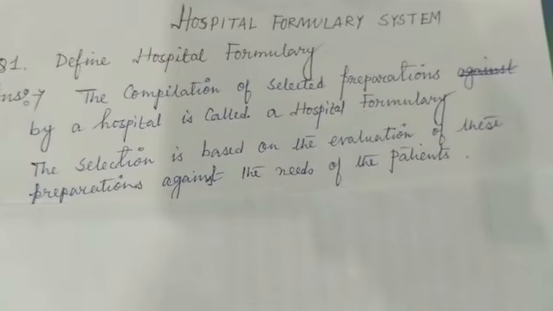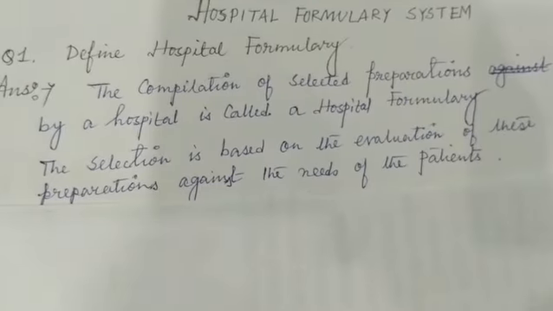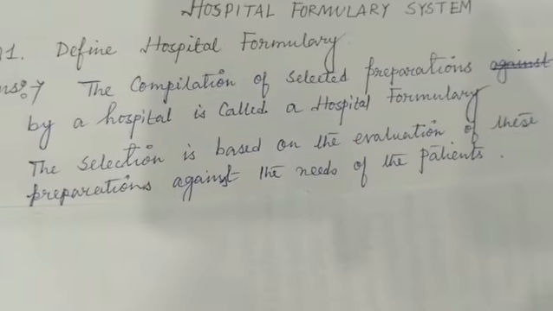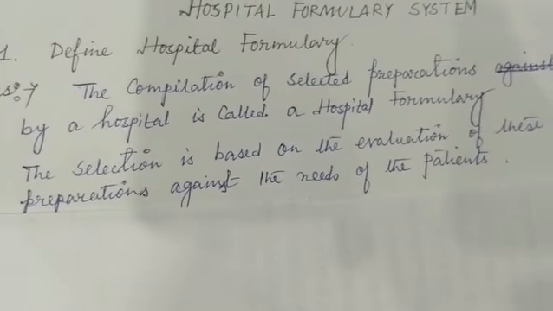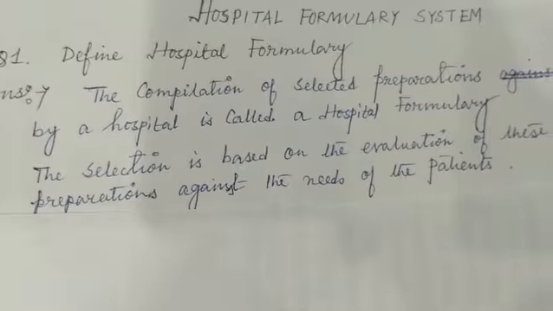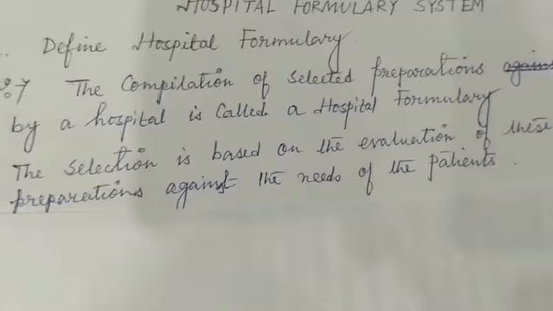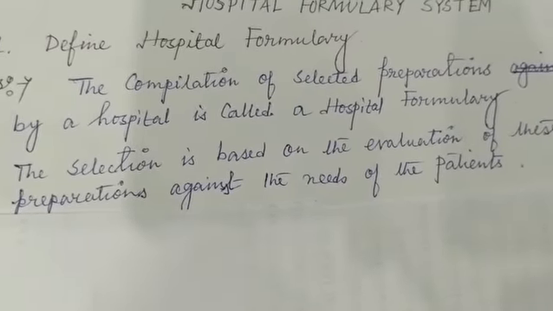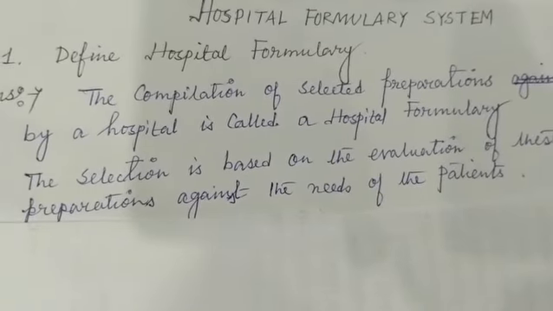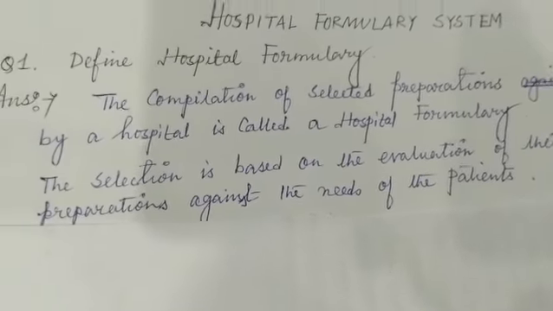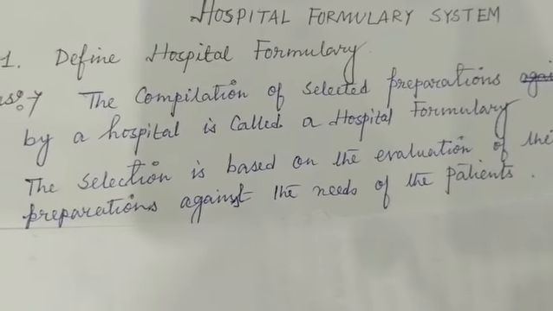Start with the chapter Hospital Formulary System. So first question is: define hospital formulary. The compilation of selected preparations by a hospital is called a hospital formulary. The selection is based on the evaluation of these preparations against the needs of the patients. So as per the needs of the patients in that particular hospital, a hospital formulary is made for that hospital.